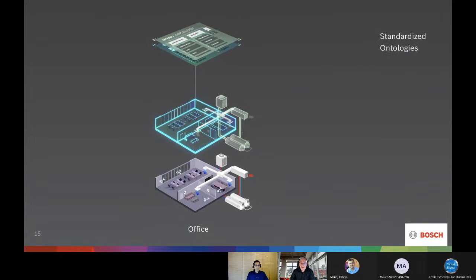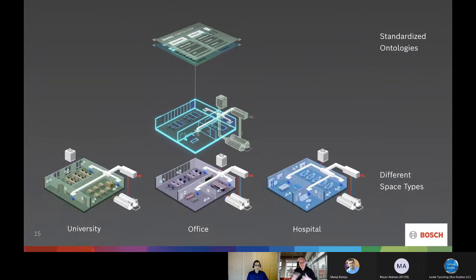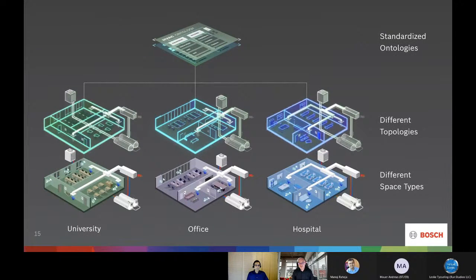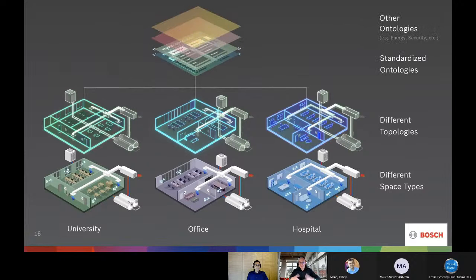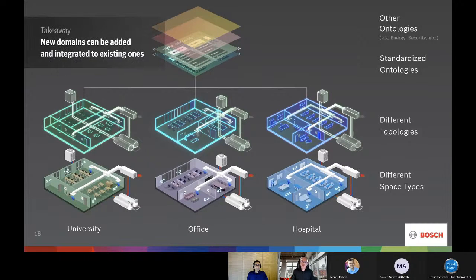And so if we have different kinds of building structures, university offices or hospitals, we still reuse these once-described semantic elements in this kind of ontology space. And you see the space and the HVAC ontology combined here in that example, but we don't stop there.